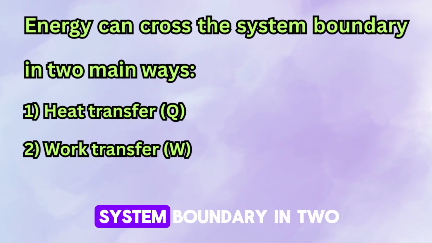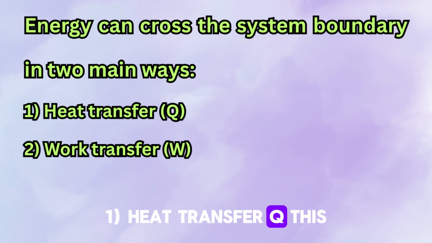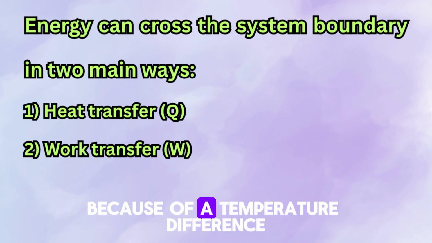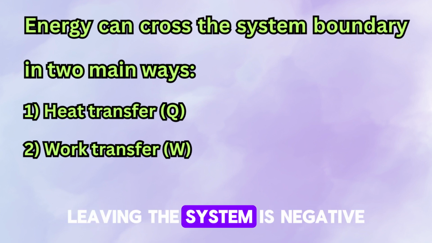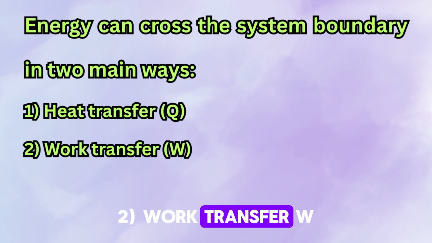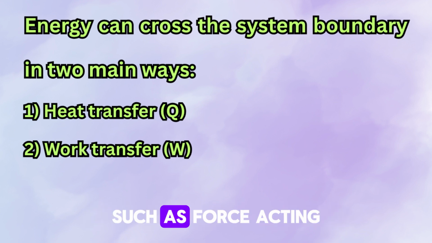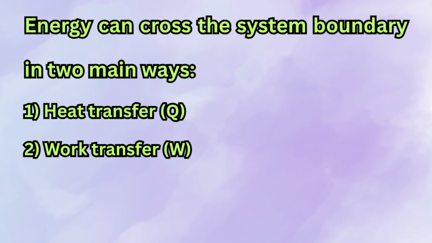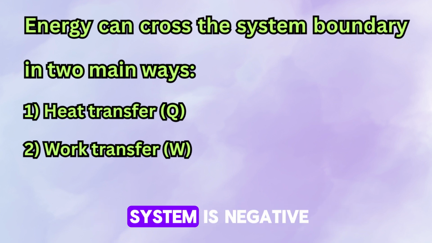Energy can cross the system boundary in two main ways. Heat transfer, Q. This is energy transferred because of a temperature difference. Heat entering the system is positive, leaving the system is negative. Work transfer, W. This is energy transfer by mechanical means such as force acting over a distance. Work done by the system on its surroundings is positive. Work done on the system is negative.